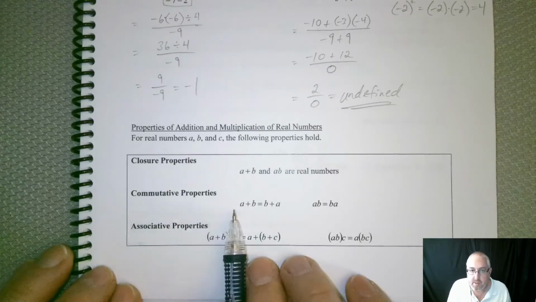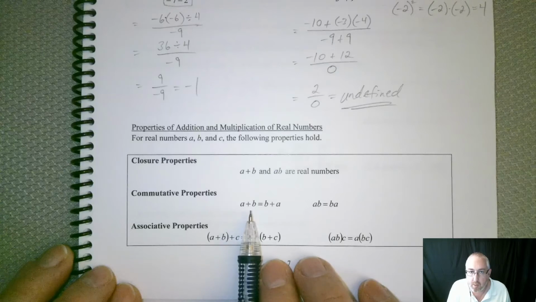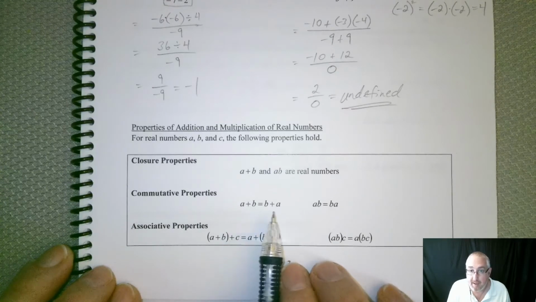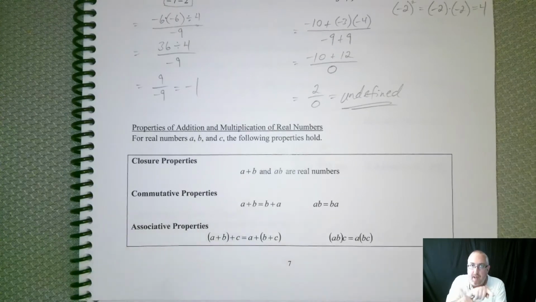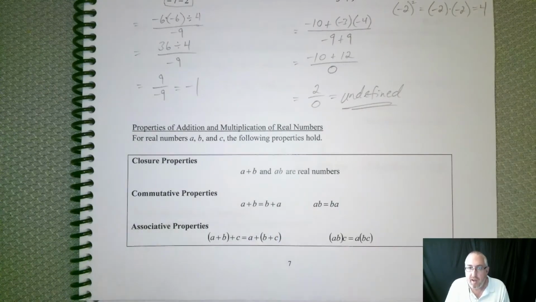Commutative properties. So this says that if I have A plus B on one side, that's equal to B plus A. So basically I can flip-flop them around and it doesn't change anything. Same thing with multiplication. If I flip it around, it doesn't change anything. If I say 2 plus 3, that's the same as 3 plus 2. So yeah, another silly one.